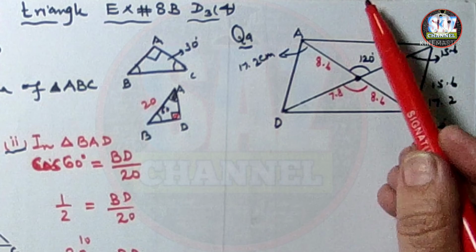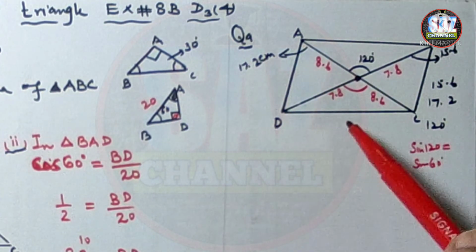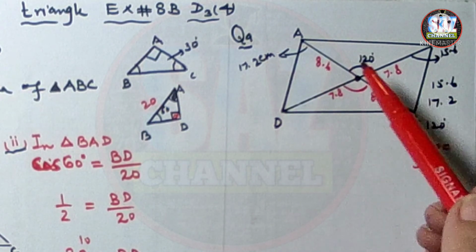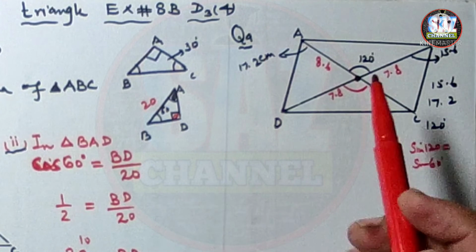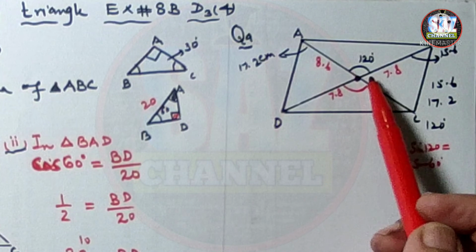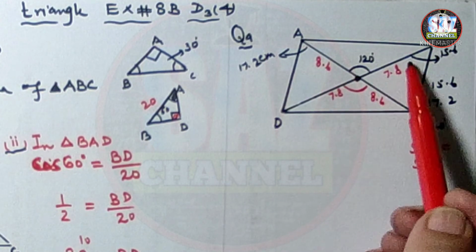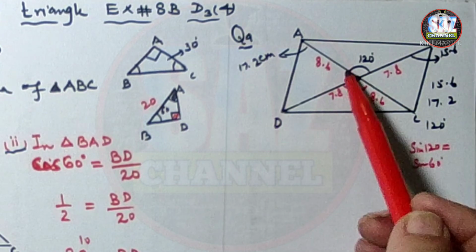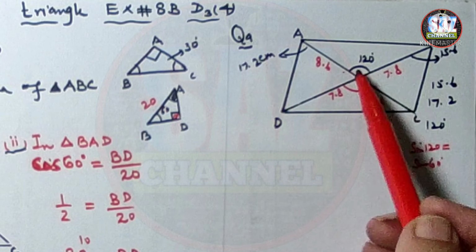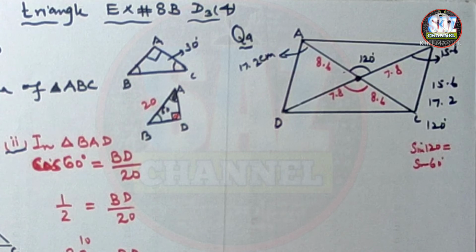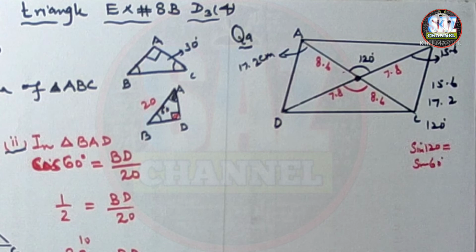So in order to find the area of the parallelogram, we can find the area of one triangle and multiply that by 4. Why am I saying that? Because you can see all the triangles have sides of 8.6 and 7.8, and the angle in between is either 60 degrees or 120 degrees. Sine 120 gives me 0.86 as the answer, and sine 60 degrees as well is 0.86.